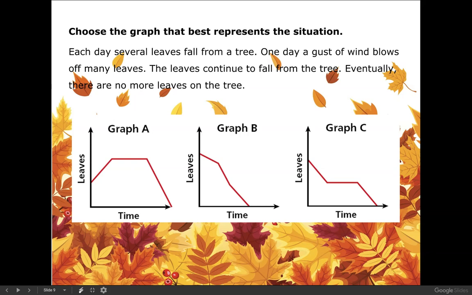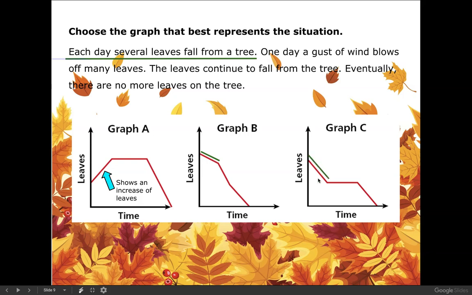We read it a second time now, identifying the important information. So each day several leaves fall off of the tree. Well, we see the first graph shows an increase of leaves. As time is passing, that rate of change is increasing. So that would be leaves growing on a tree. The next graph does show a decrease. If we're having leaves fall from a tree, this does show that happening, as well as graph C.